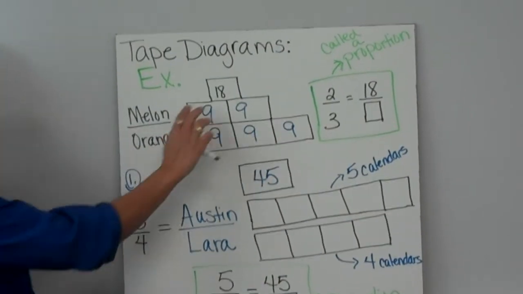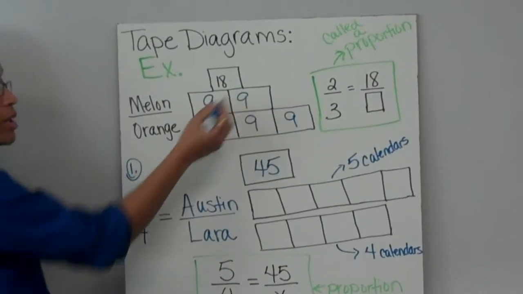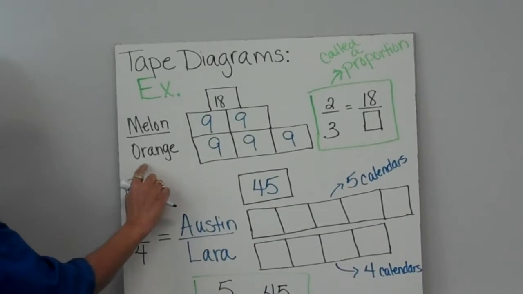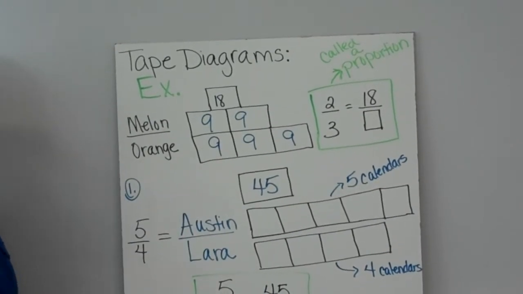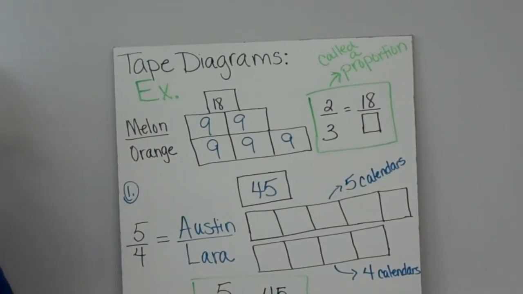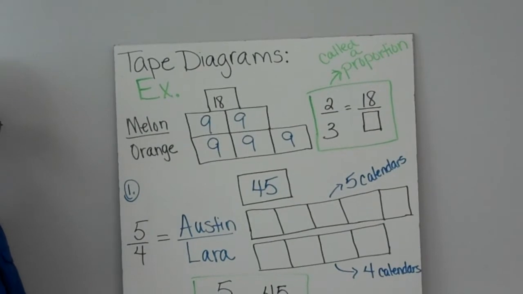So if I have 18 ounces of melon juice, 9 plus 9 is 18, then I have 9 plus 9 plus 9 ounces of orange juice. And 9 plus 9 plus 9 makes 27. So in this tape diagram, orange juice will be 27 ounces. I would need 27 ounces of orange juice.